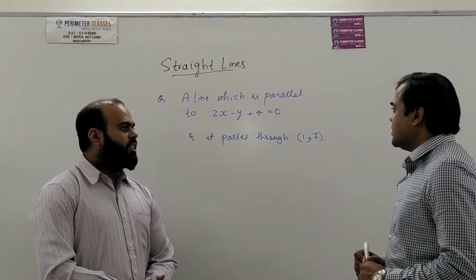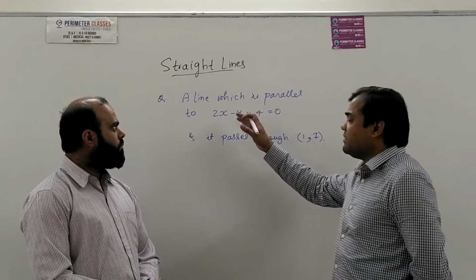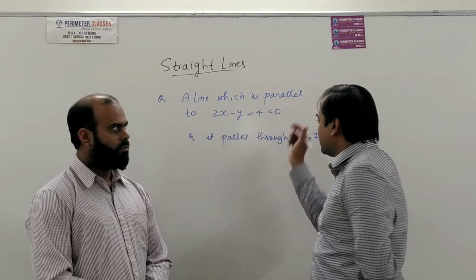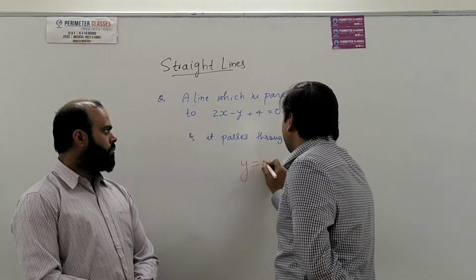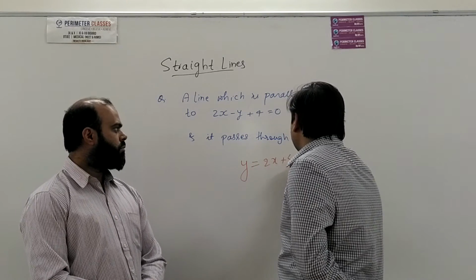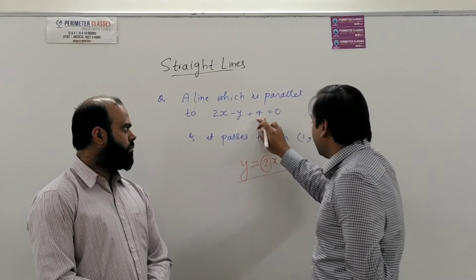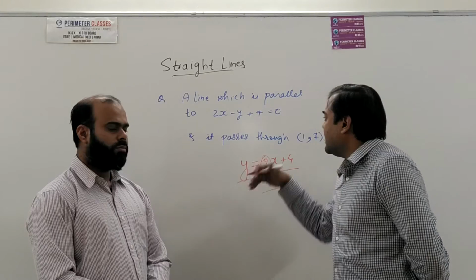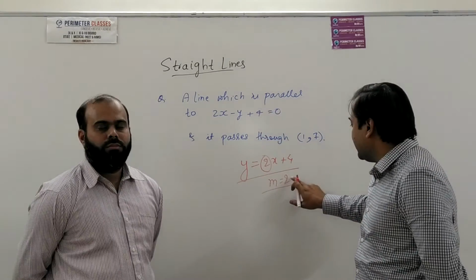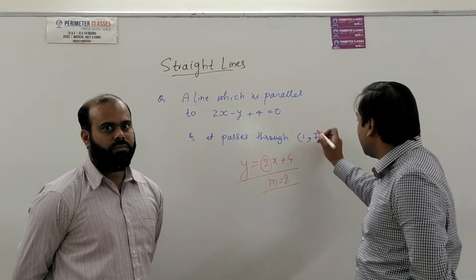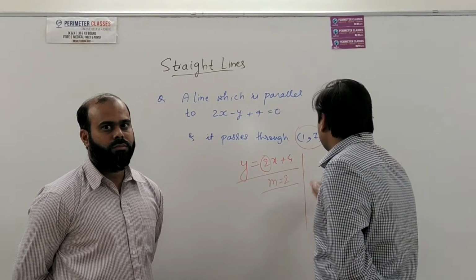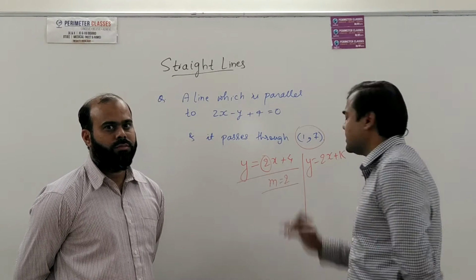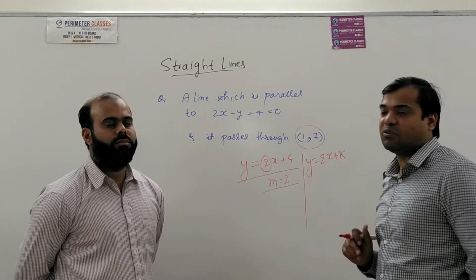So sir, please explain. Students, the line whose equation we have to calculate is parallel to this given line. So I am rearranging this equation, and I can write it as y is equal to 2x plus 4. So the slope of this line, tan theta, that is slope m, is equal to 2. The line which we have to calculate also has a slope of 2, and it passes through this point. So let us say the equation of that line is y is equal to 2x plus some constant, let us say k.